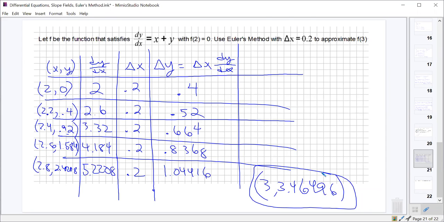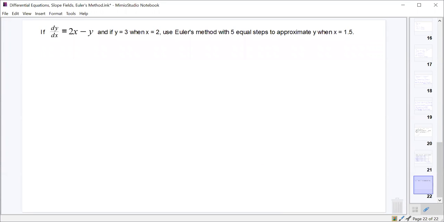But they wouldn't make us do 5.2208 times 0.2, right? I have never seen one that got this bad of arithmetic on the AP test. No promises, but never seen it.